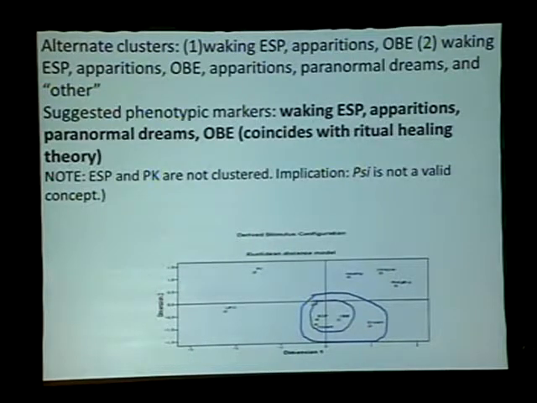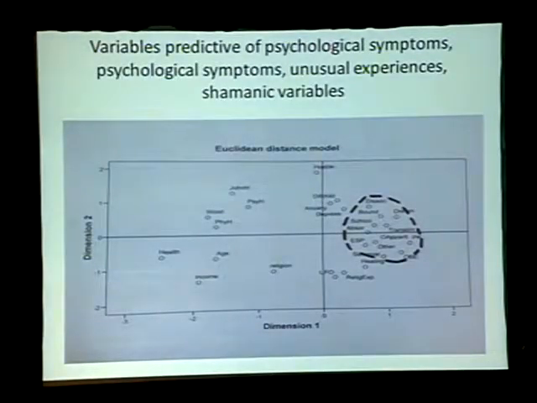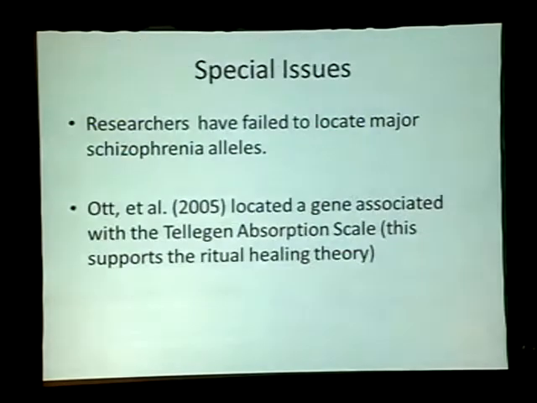Oh, here's a note. ESP and PK are not clustered. So our variable psi is not a valid variable. It doesn't cluster together naturally. That was just something of convenience. I'm not sure what we can say about that. Here's the big picture. We'll look at all the variables in the study, and you'll notice here on the left is age and income. They're correlated. Here are our psychiatric variables. But our variables, our ESP and other things like that, and our shamanic variables are highly clustered with the symptom variables here, surrounded by the circle line.